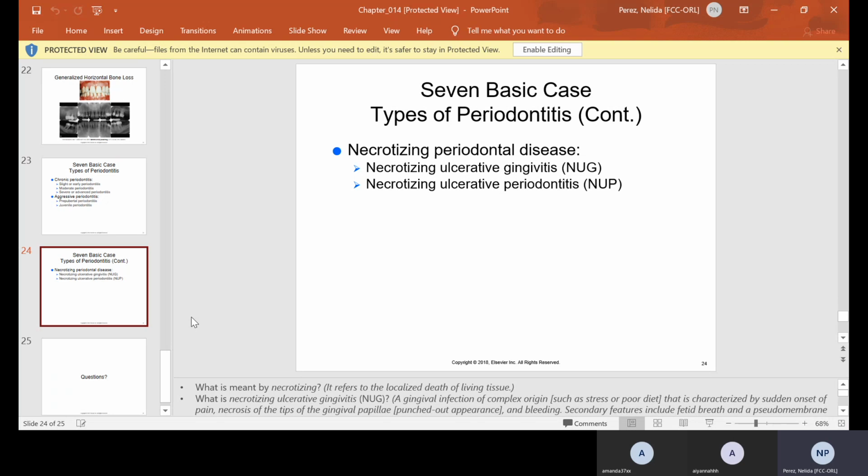And again, usually at this stage, it's time to extract their teeth.